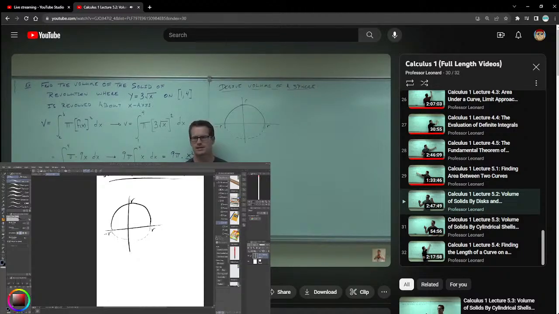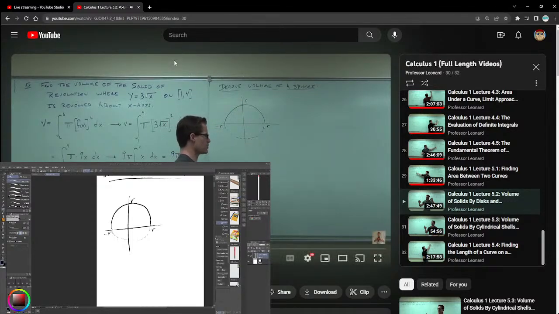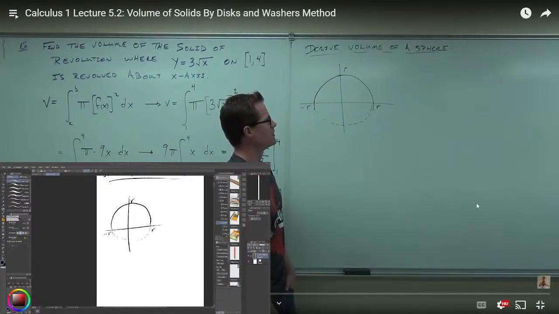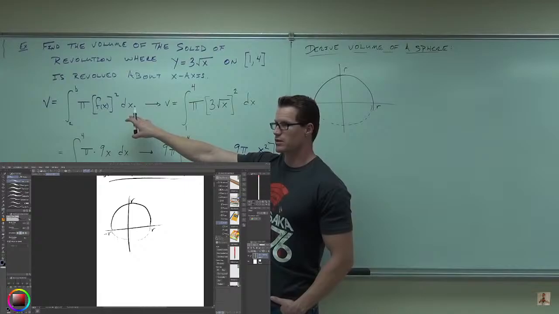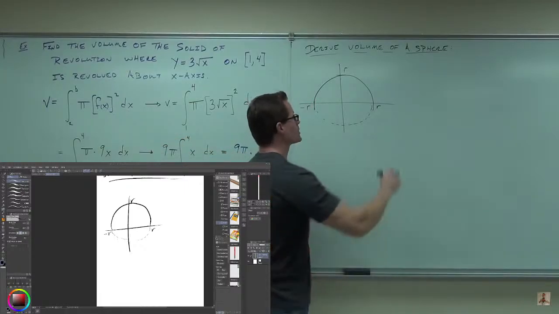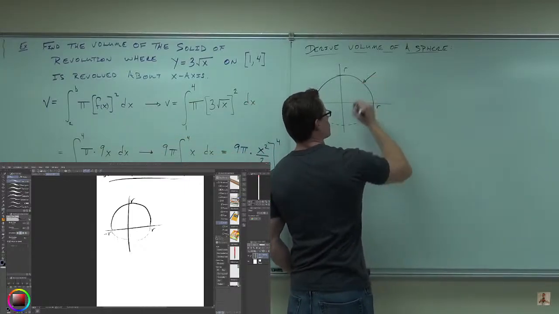I can't say 1, I can't say 2, because it would only be the volume for that specific sphere. I want to find the volume of any sphere for any radius, and that's what we're doing right now. So we know this is negative r to r, and this is r high at its highest point. How do we find a function? To be able to integrate this thing, we've got to find a function. What's the function for half of a circle?